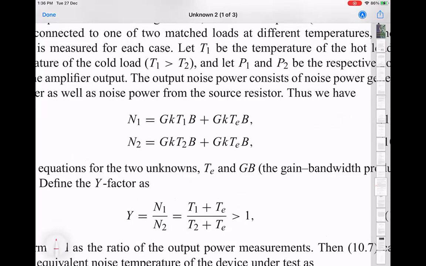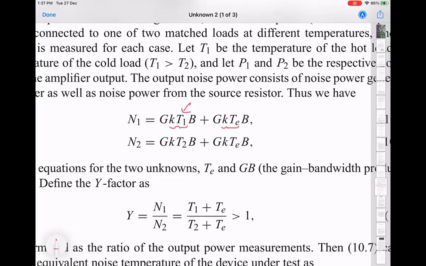N1 is the noise at the output of the amplifier when the input resistor is at temperature T1. So remember what it's saying. The total noise at the output is the noise contributed by the resistor multiplied by gain into bandwidth, plus the noise contributed by the amplifier, which is written as the same temperature of the same equivalent resistor. So this is the total noise you get at the output, right?